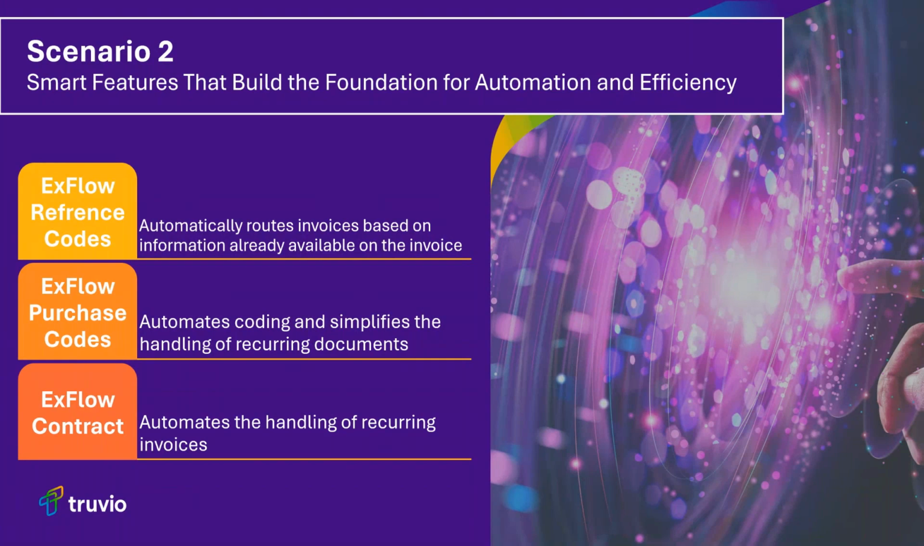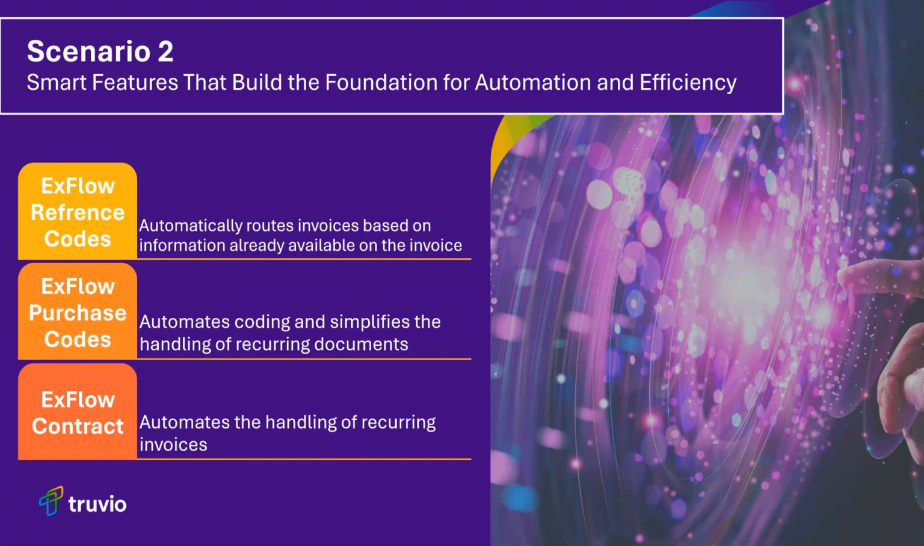We also have ExFlow purchase codes, and with this, we can predefine logic for different types of costs. So instead of users manually coding the invoice every time, you can add coding to this and use it. You can add dimensions, and there's so many things that you can add to it. And then we also have ExFlow contracts. And contracts can help standardize and further automate your recurring costs.